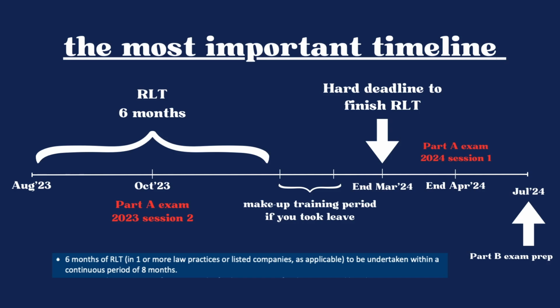And you'll see that I went for the Part A exam 2023 Session 2 in October last year. And the reason why I did that is because in case I failed any of the subjects last year, I'm able to take the next session in 2024 April. And the reason why that is important is because in July 2024, we will be starting our Part B exam. That means I have to pass all of my Part A subjects before July this year.